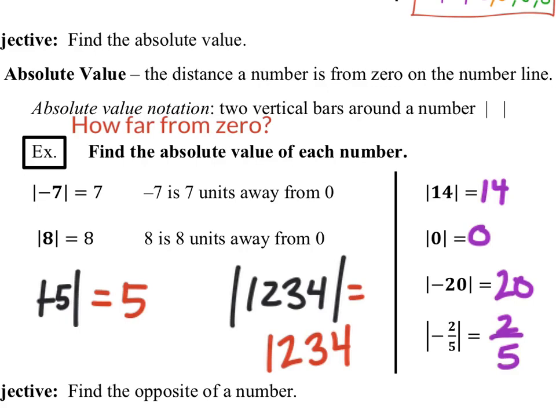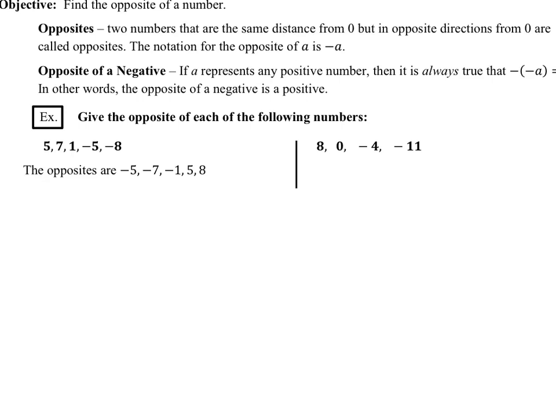Again, it's not an opposite thing. We never see negatives come out of the absolute value. Now, there's ways we can get negative answers from them, but not out of them. And there's a very, very distinct difference between the two. So this leads us to opposites. And here our objective, find the opposite of a number. So opposites are two numbers that are the same distance from 0, but in opposite directions from 0.